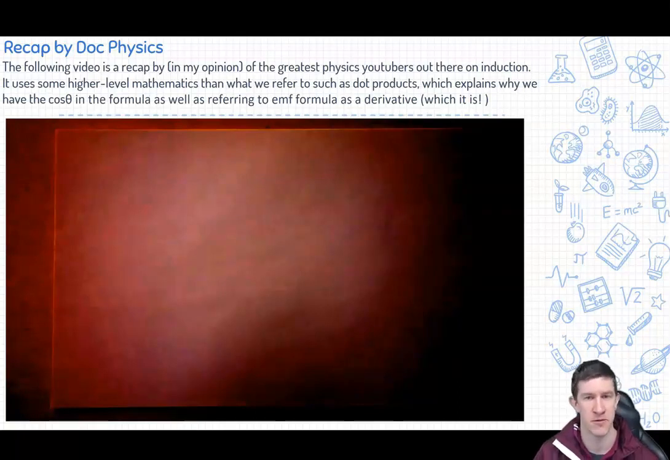There is a lot of really good, really powerful mathematics with dot products and calculating derivatives and things like that which explain in depth how we get these formulas. So if you get lost a little bit with some of the maths that he goes through, don't worry, you're not expected to understand that. This is more of a university maths version of explaining the same concept.